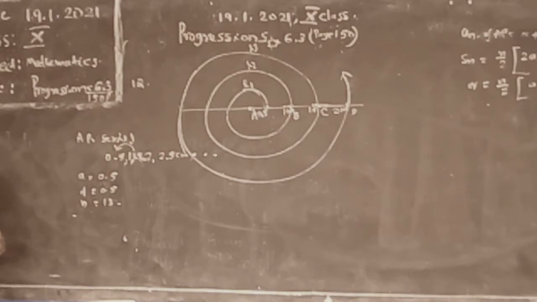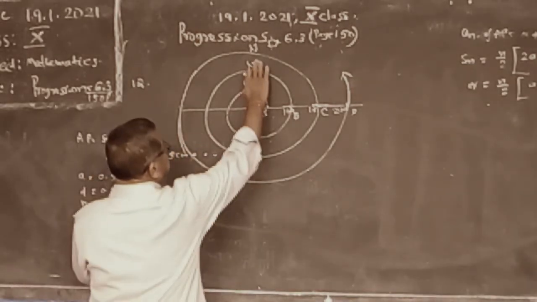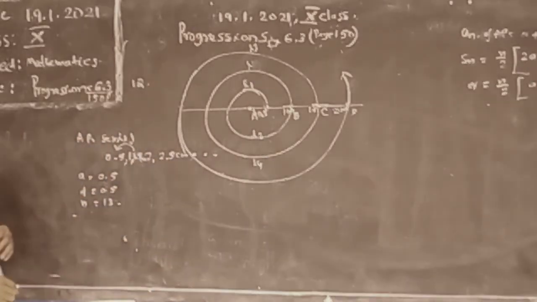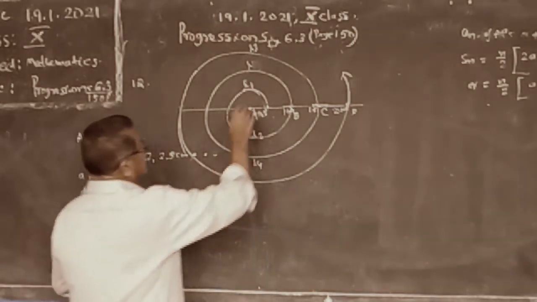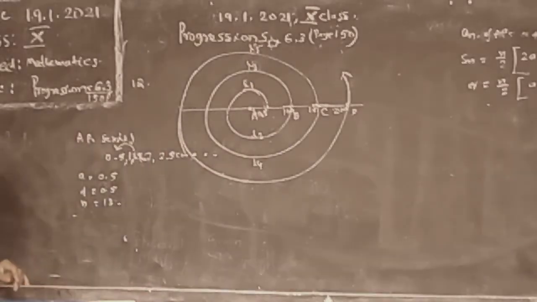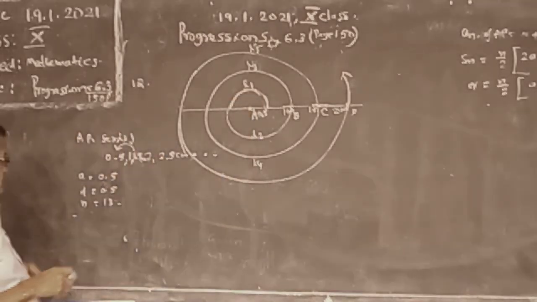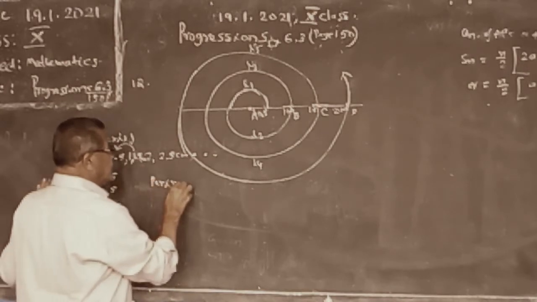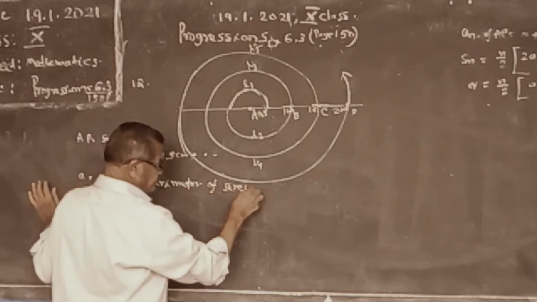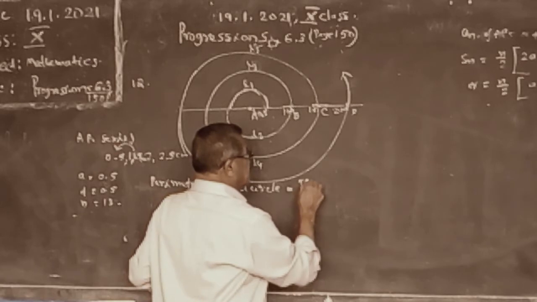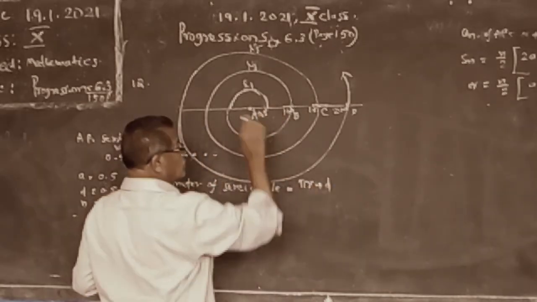The length of L2, L4, L3, L5 and so on. The perimeter of a semicircle is pi r plus d, but here it is only pi r.